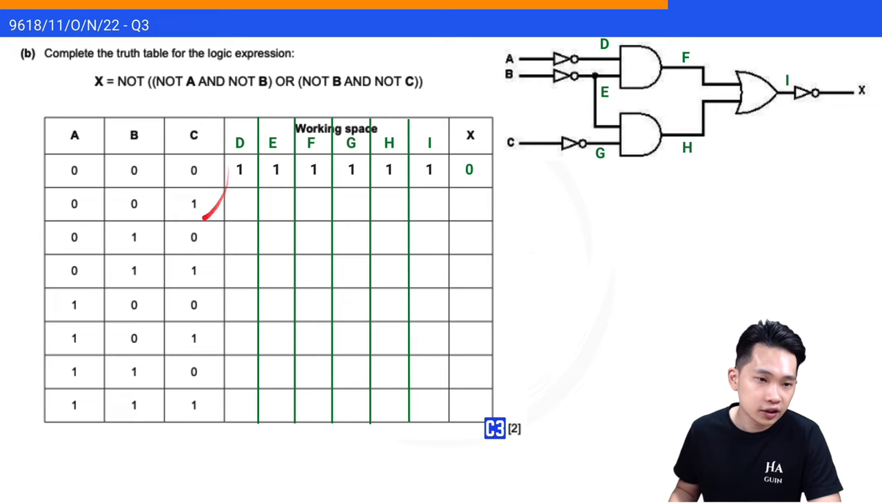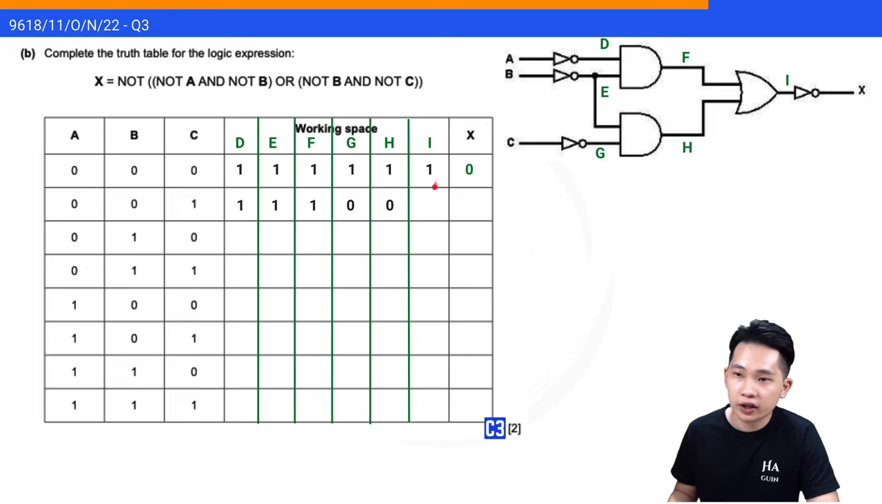So D is gonna be inverse of A, so it's 1. And then E is gonna be inverse of B, so it's gonna be 1. And then F is gonna be 1 and 1 to an AND gate, so it's gonna be 1. And then G is the inverse of C, so it's gonna be 0. H is gonna be the output of E and G, so this is gonna be 0 here since it's an AND gate. And then I is gonna be an OR gate of F and H, so it's 1, 0, and then 1 here. And then X is gonna be inverse of 1, so it's gonna be 0 here.